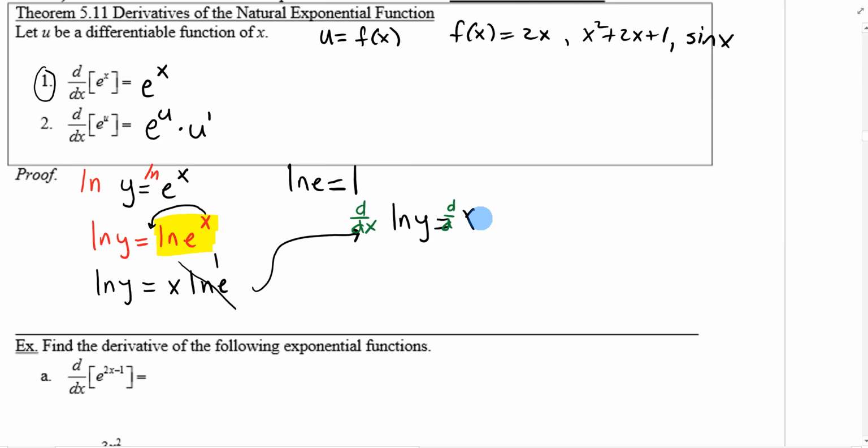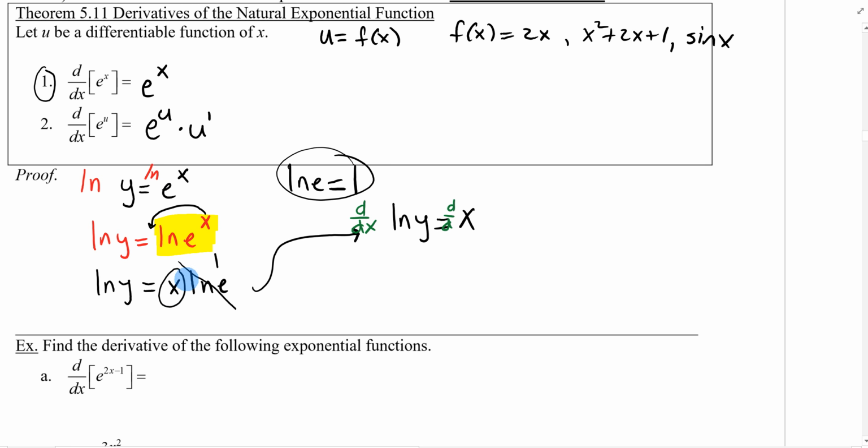That's supposed to be an x. I'm sorry, I got it confused with this right here. So this x remains the same because 1 times x is x. That's my fault. So let's go ahead and differentiate. What is the derivative of x? Well, the derivative of x is 1.